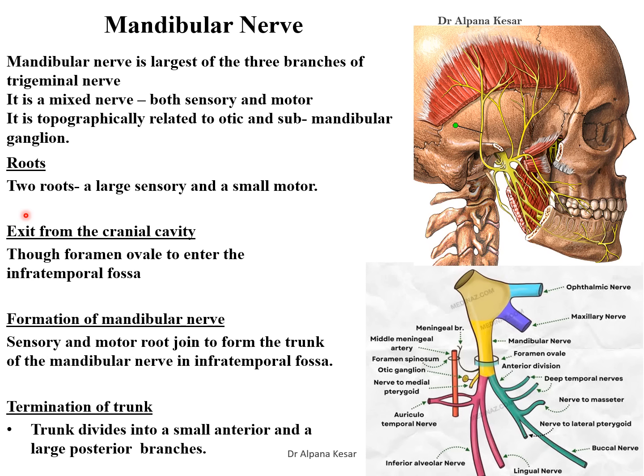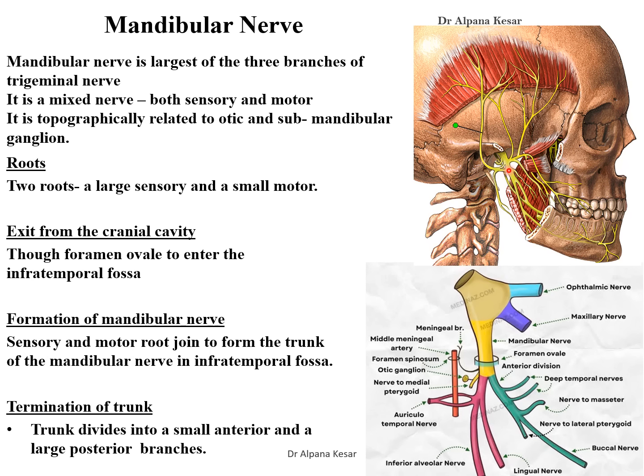Mandibular nerve is formed from two roots, a large sensory and a small motor root. These two roots exit the cranial cavity by passing through foramen ovale. After passing through foramen ovale, the two roots will enter the infratemporal fossa. In the infratemporal fossa, the two roots unite to form the main trunk of mandibular nerve.